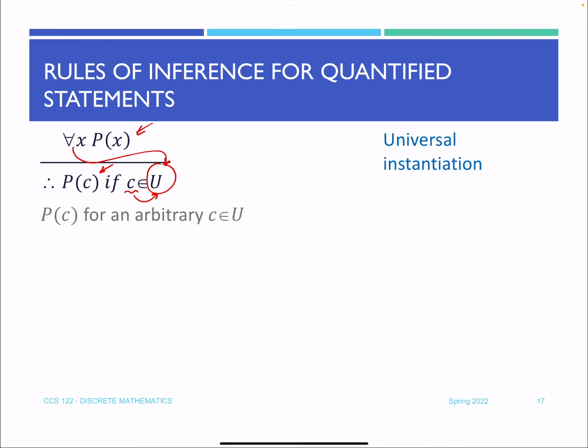Now, you can also go the other way. So if P of c is true for any c from the universal set U, that means we can rewrite that like so, and therefore that means for all x, P of x. This is called universal generalization.